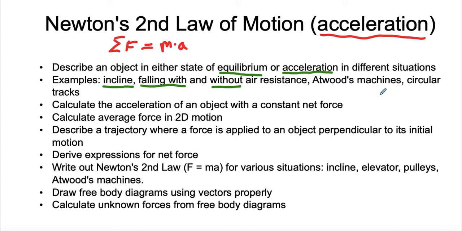Atwood's machines, if you remember, this is anything where you have a rope, with masses on it. You're going to see this over and over. So those are what are called Atwood's machines. It could be modified or not. Circular tracks, so circular motion applies to this as well. So with Newton's second law, the big thing is you have to find the a, calculate the acceleration. You have to use the net force, so the sum of the forces.